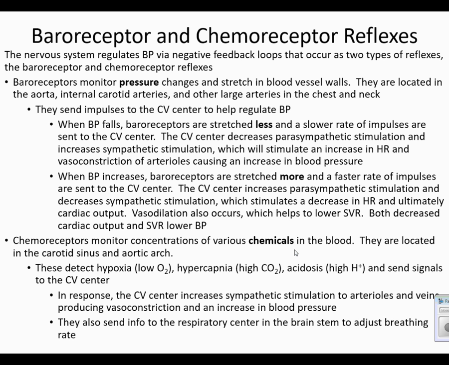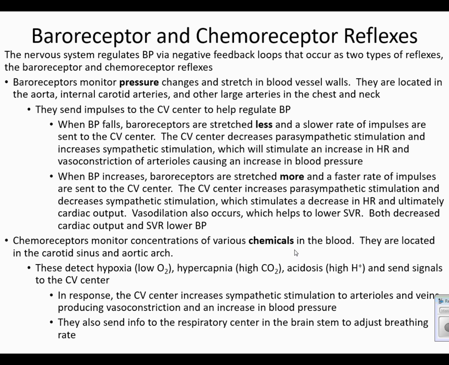We have talked about chemoreceptors in here, but we haven't really talked about baroreceptors. Baroreceptors are a type of receptor that you find in some of your blood vessels, around your heart and up into your neck area. Their job is to monitor pressure changes. So these are pressure sensitive and monitor stretch of the blood vessel wall. They send impulses to the cardiovascular center to regulate blood pressure when it goes up or down.